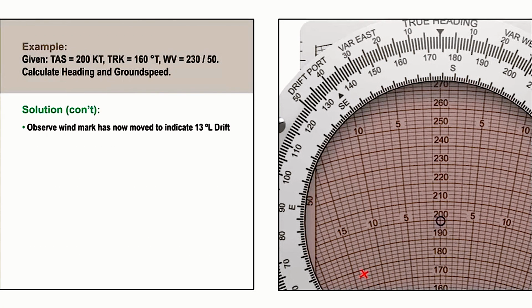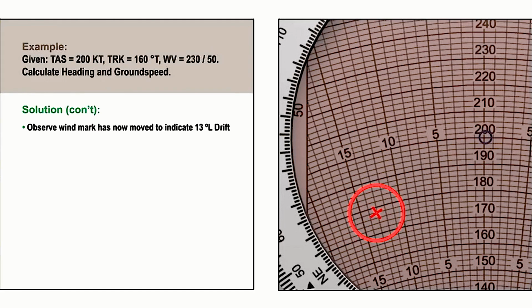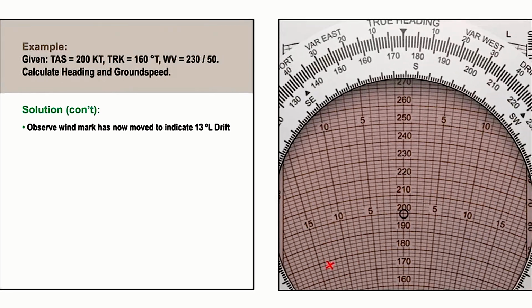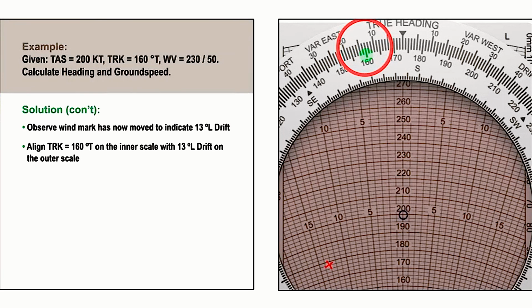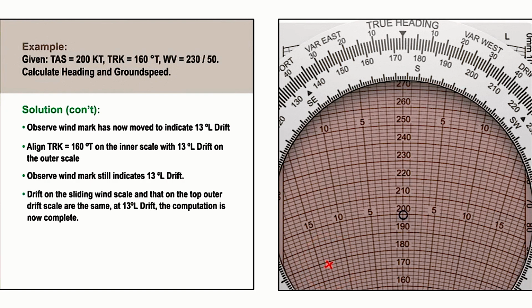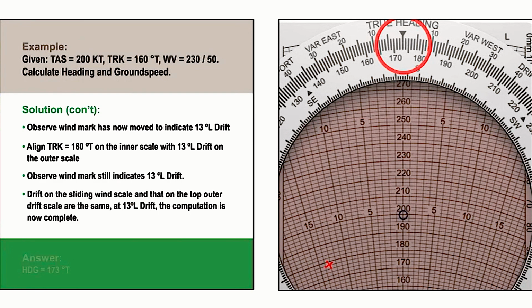When we have done this, we see that the wind mark has now moved to overhead the 13 left drift line. We therefore now align the 160 track value on the inner scale with 13 left drift on the outer scale, and we see that the wind mark is still over the 13 left drift mark. Because the drift on the sliding wind scale and that on the top outer drift scale are the same at 13 left drift, the computation is now complete. We can now read off the heading of 173 degrees true under the true heading index and the ground speed of 178 knots under the wind mark.